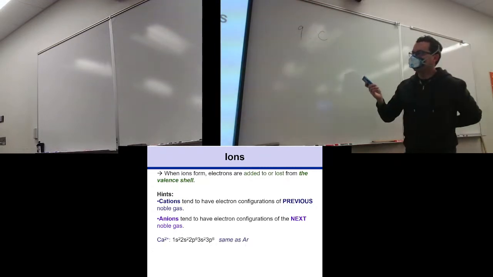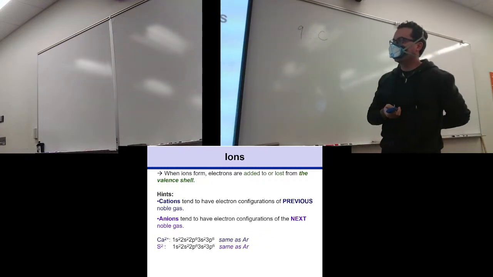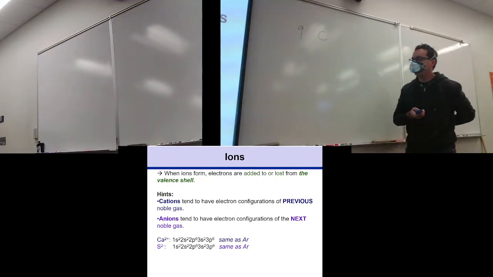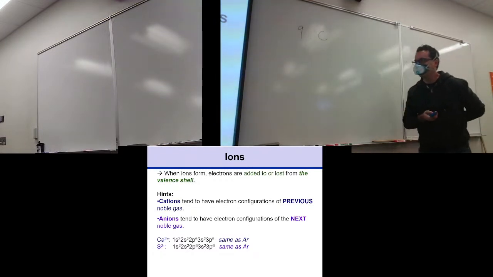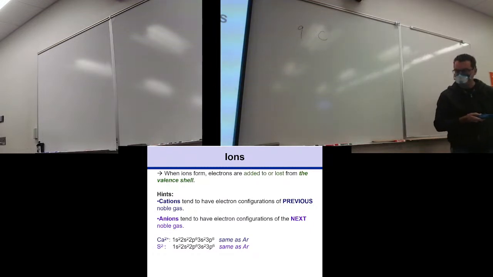It has an electron configuration just like krypton's when you add 2 electrons. So, there you go. Calcium 2 plus looks like argon. Sulfide looks like argon. They are isoelectronic. That's another term you need to get familiar with. They have the same number of electrons.